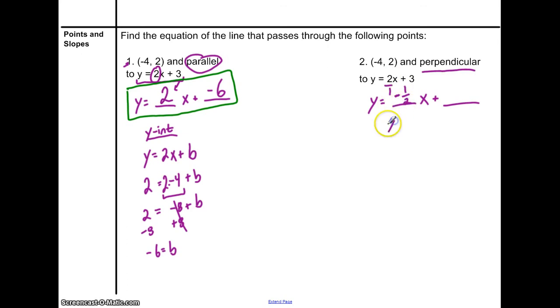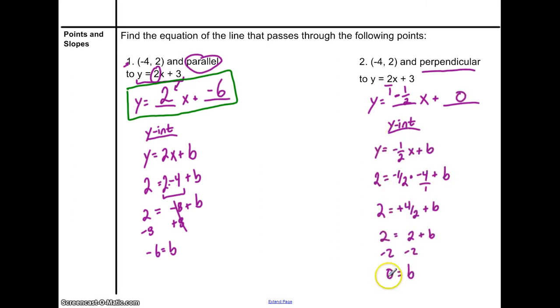Now, let's find the y-intercept, and I'm going to let you do this on your own. Pause the video, use what we've learned before and our new slope of negative 1/2 to find your new y-intercept. The answers will be up in 3, 2, 1.